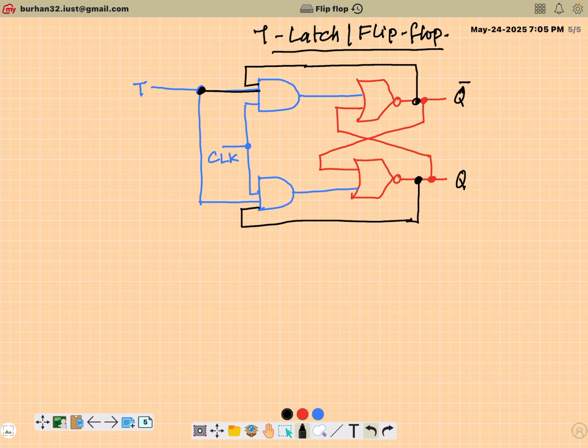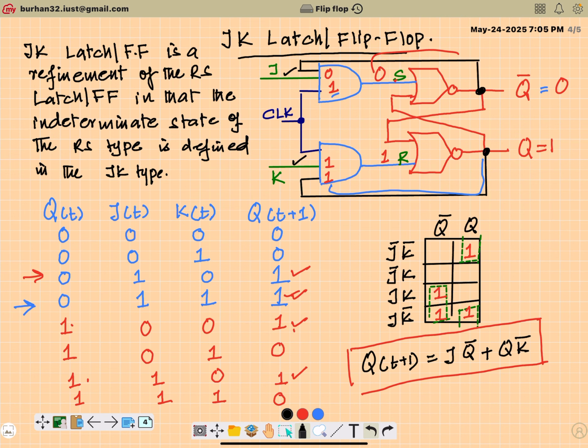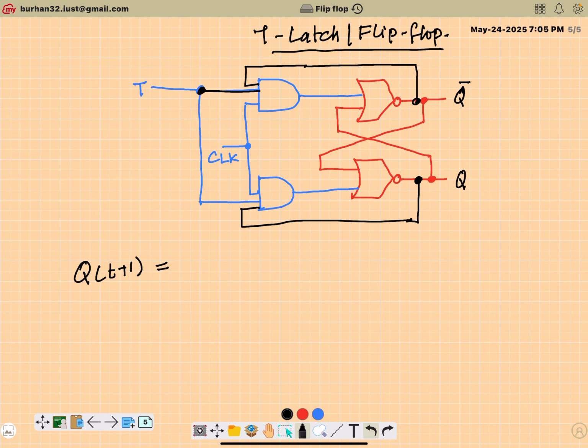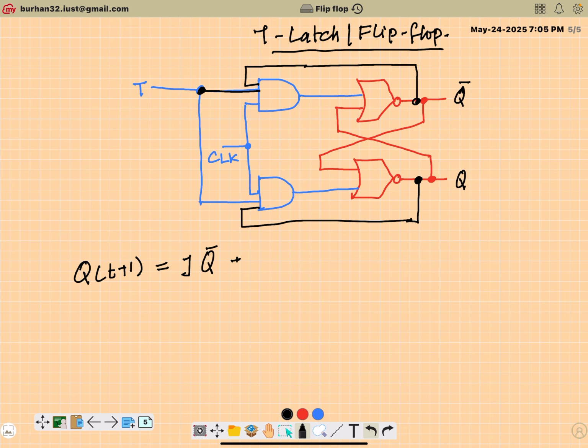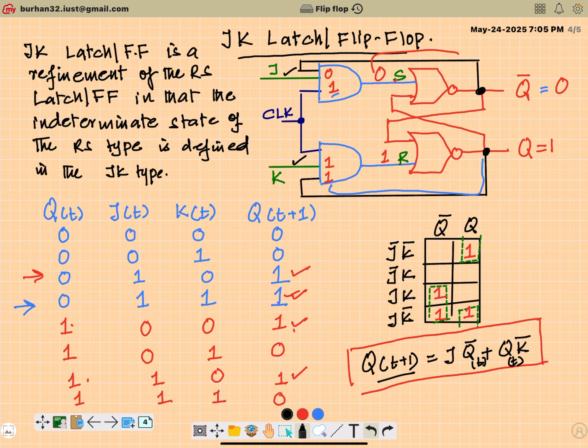Now we know for a JK flip-flop, we just derived the state expression that Q(T+1) is equivalent to J Q bar plus Q K bar. When I say Q bar, it is at time T, the current state, and this is the next state. Please keep that in mind.